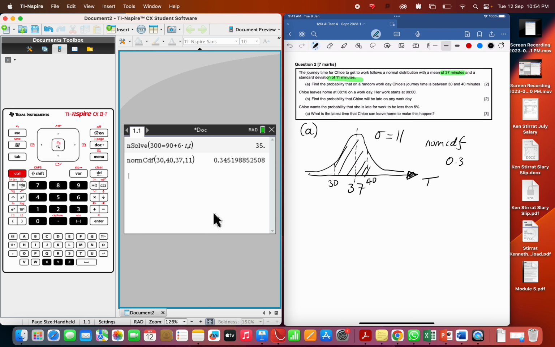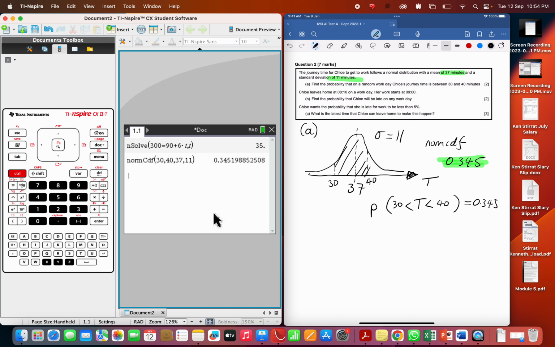So let's write that down, and we can just write the answer to 3 sig fig, 0.345. If you want to be fancy, you can say the probability that the time is between 30 and 40 minutes. You can just put these little inequalities. If you want to be fancy, you can do this. But you don't need to. It's perfectly acceptable just to have this highlighted.